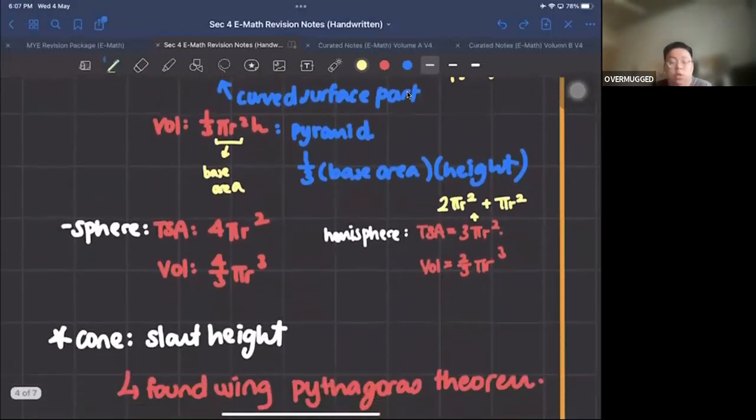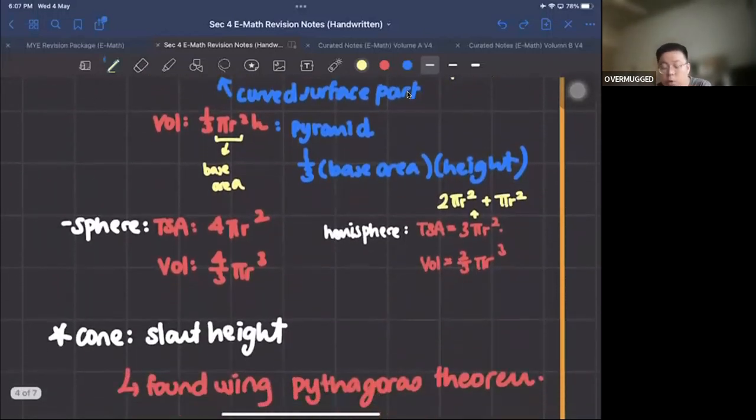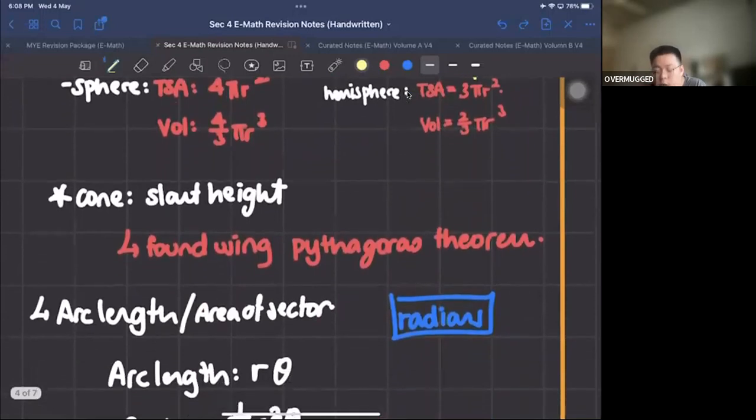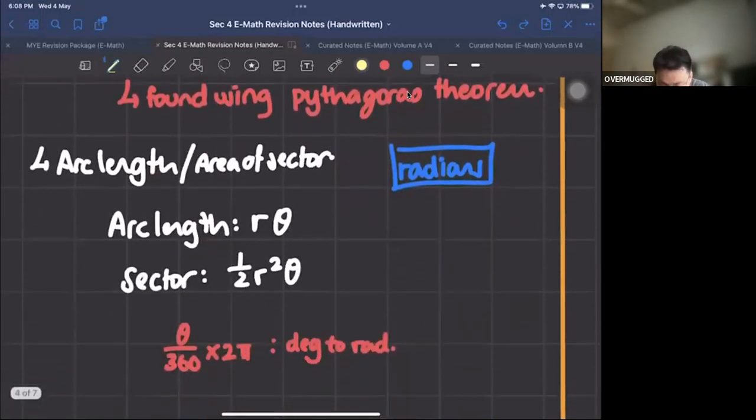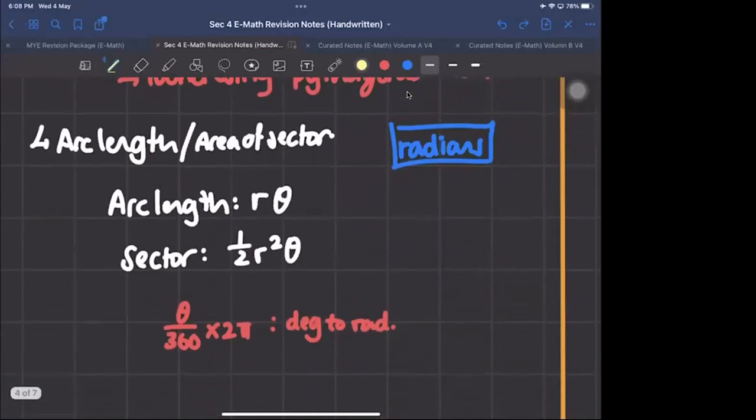For a sphere, the surface area is 4 pi r squared, and the volume is 4/3 pi r cubed. For the hemisphere, it's just divided by 2. Now, why is the total surface area of a hemisphere 3 pi r squared? Because the curved part is 2 pi r squared. The bottom circle is pi r squared. That's why it's 3 pi r squared. The cone slant height is calculated using Pythagoras theorem. So just remember that.